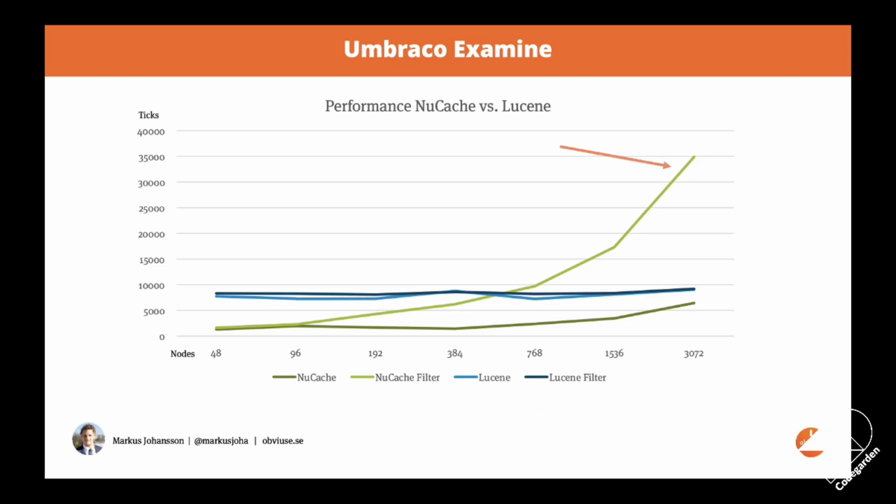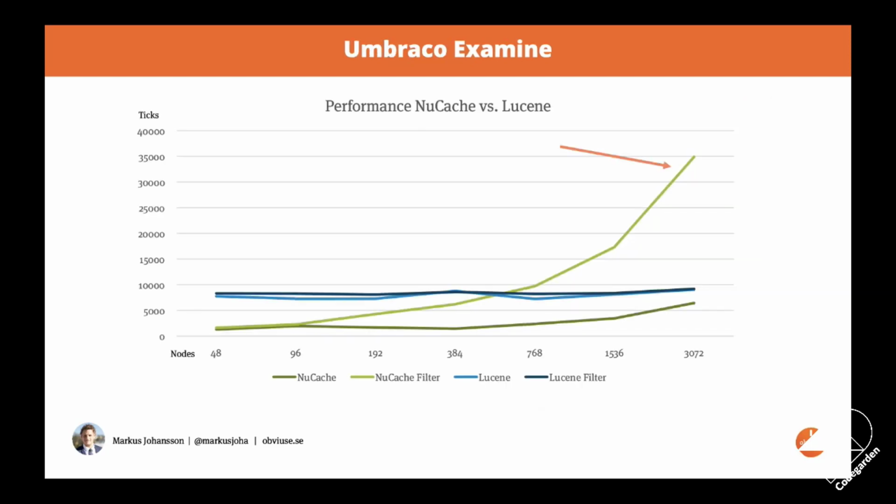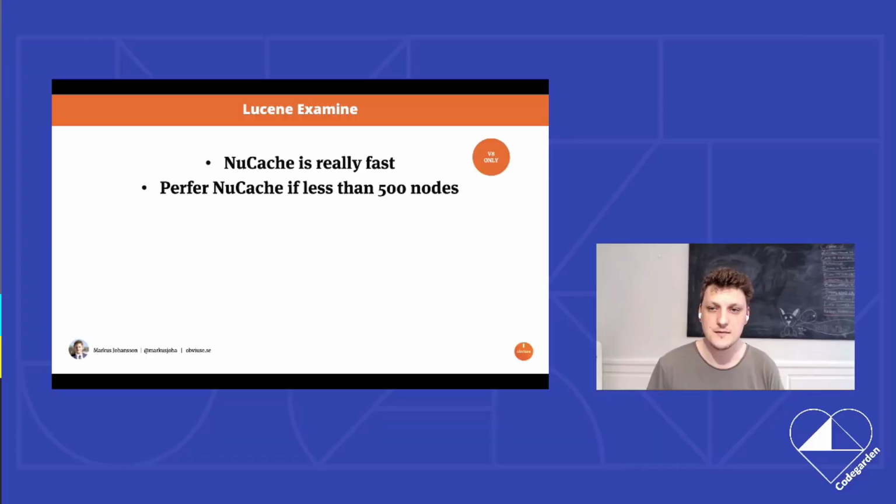So after I did this, I actually realized that someone else already did it. So there's a great presentation about this. I'm going to talk more about that later. But some conclusions and some things to keep in mind here. New cache is really fast. So compared to V7, using the cache to do things like this is a lot faster. You can prefer to use new cache if there's less than 500 nodes that you're working with in some way. I have to say something here as well. I didn't look at the memory usage, but I can imagine that Lucene is using a little bit less memory.